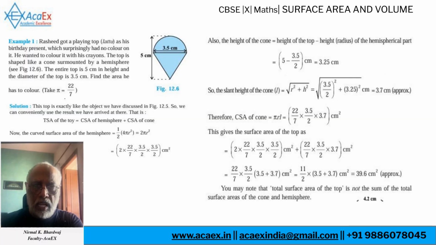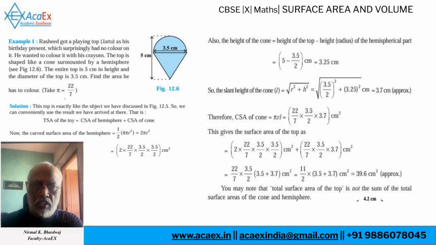Example 1. The playing top. A playing top, or latu, is shaped like a cone on top of a hemisphere. The total height of the top is 5 centimeters, and its diameter is 3.5 centimeters. Let's find the area that needs to be colored. We will use pi equals 22 divided by 7.